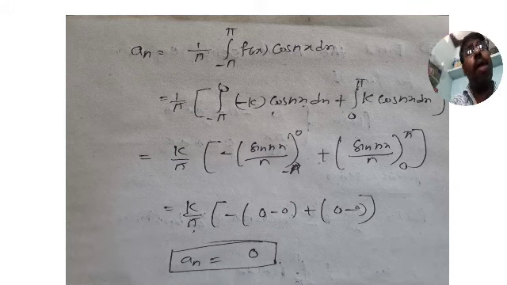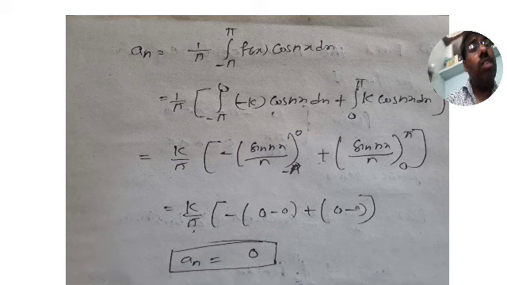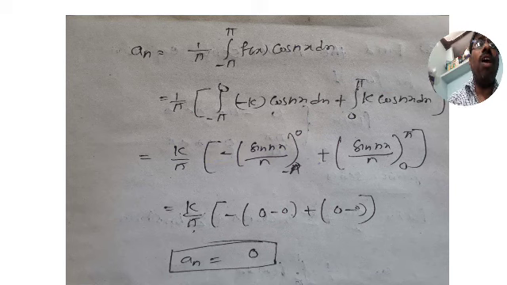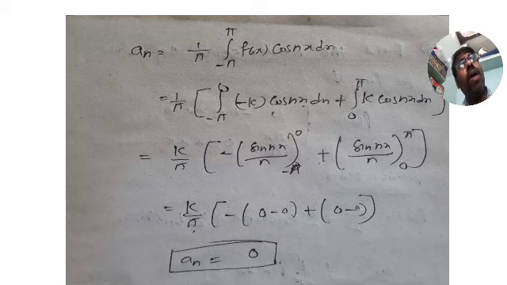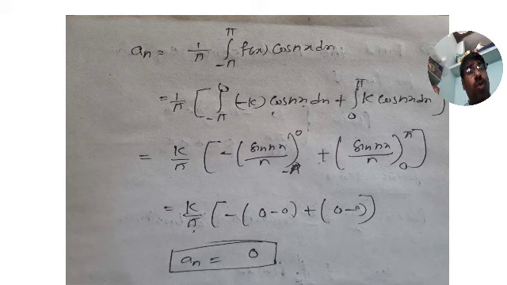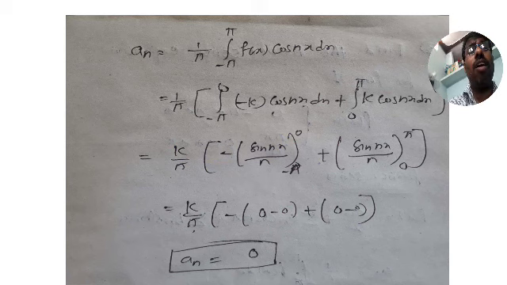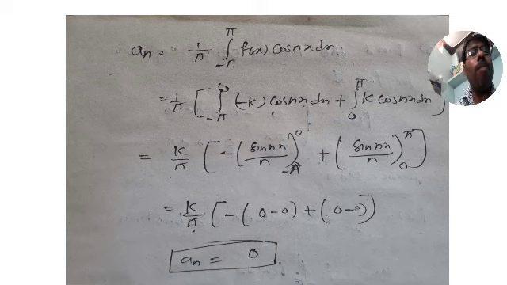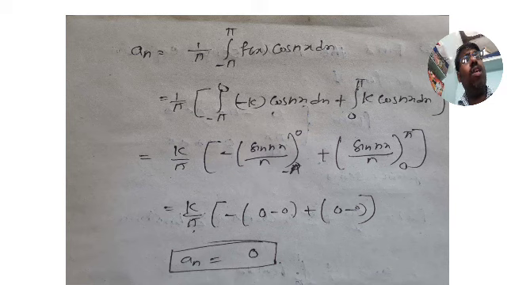The integral is from minus pi to pi, but f of x is defined one way from minus pi to 0, and in another way from 0 to pi. So it is not the same value from minus pi to pi. That's why we have to divide the integral into two parts, minus pi to 0 and 0 to pi. From minus pi to 0 it is minus k, and from 0 to pi it is k. Take the constant k outside. The integration of cos nx is sin nx by n, upper limit minus lower limit. Sin of n pi is 0, sin of 0 is 0, therefore you are getting the an value as 0.